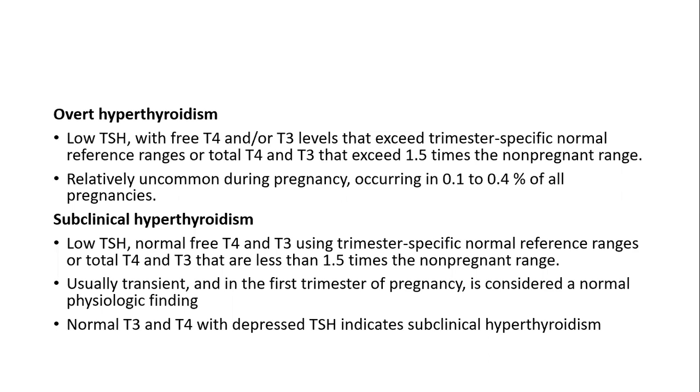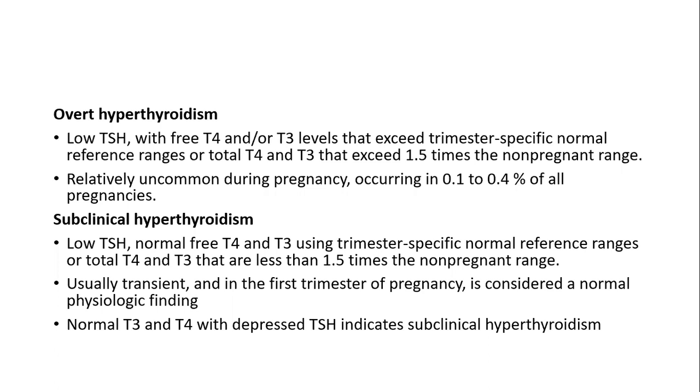We can also have subclinical hyperthyroidism, where we have a low TSH, but here the T4 and T3 are within the normal ranges. It is usually transient, and in the first trimester of pregnancy, it is considered a normal physiologic finding.